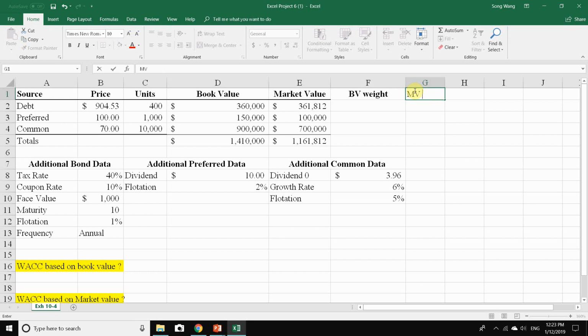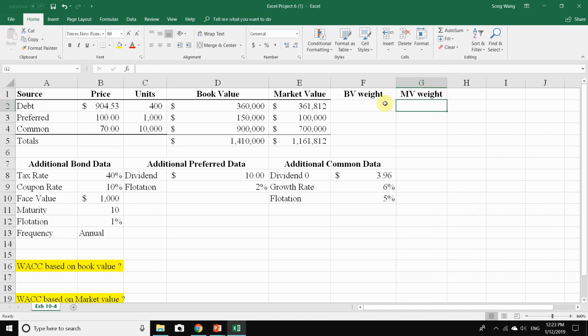Okay, so after you get the total, you will need to get the percentage from the dollar figure. So you will need to use the book value, or the individual book value for that. Let's say that's your first, divided by the total. Okay, that's 25%. Okay, actually 25.5%. All right.